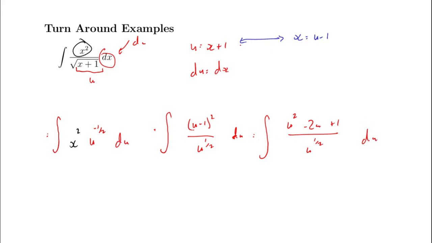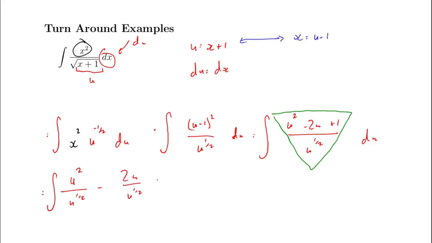And now what you'll notice is we've got this nice upside down triangle thing, a bunch of terms over a single denominator. Let's split that fraction up. Let's make this three fractions. Oh my goodness, look at all these terms. This is u squared over u to the half. We'll reduce that in a second. Minus 2u over u to the half. We'll reduce that in a second. Plus 1 over u to the half. We'll write that as u to the negative half in a second.